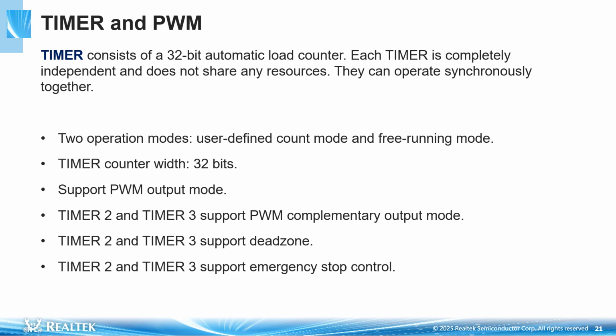The timer can operate in two modes: user-defined count mode and free-running mode. In user-defined count mode, the timer counts down from the value set by the user. In free-running mode, the timer counts down from the maximum value. When the timer counter is enabled after being reset or disabled, the timer counts down from its initial value, and when it reaches 0, an interrupt is triggered.